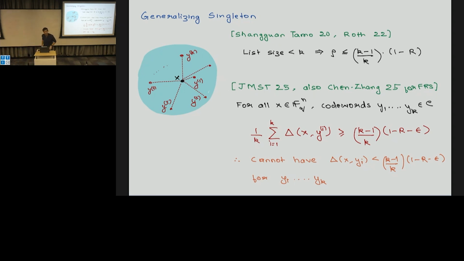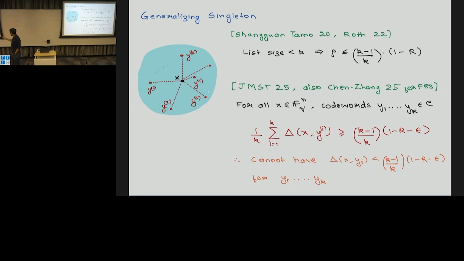Do you have any codes that achieve this bound? Yeah, our construction actually achieves this. Achieve as in with epsilon equals 0, or just for every positive epsilon? For every positive epsilon, we can give codes which achieve this bound.